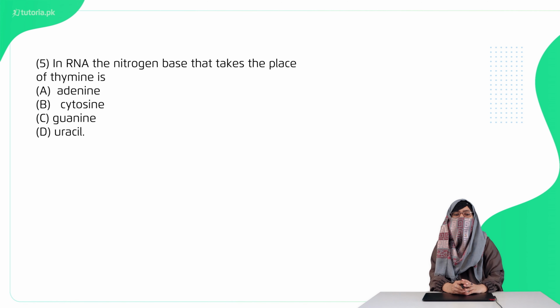Question 5 है in RNA the nitrogen base that takes the place of thymine is option A adenine, option B cytosine, option C guanine, option D uracil. The right option है option D uracil.